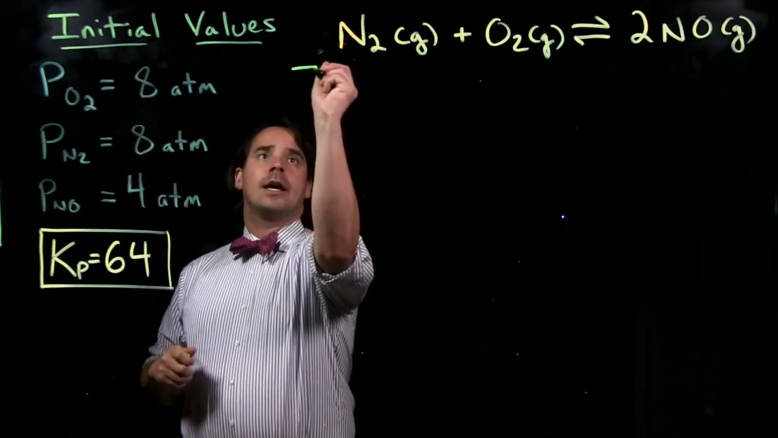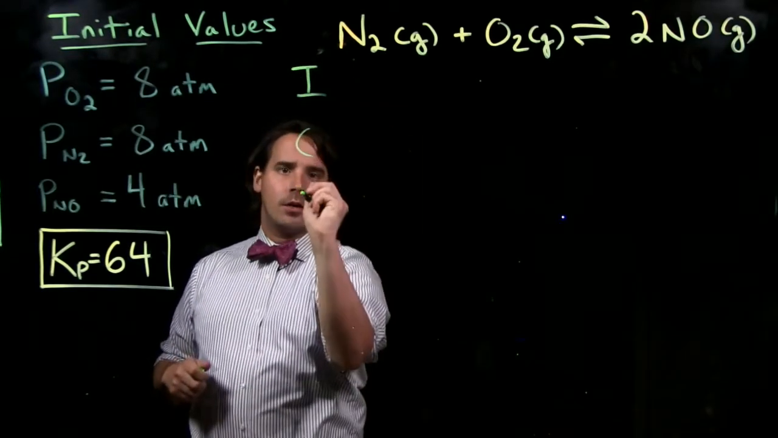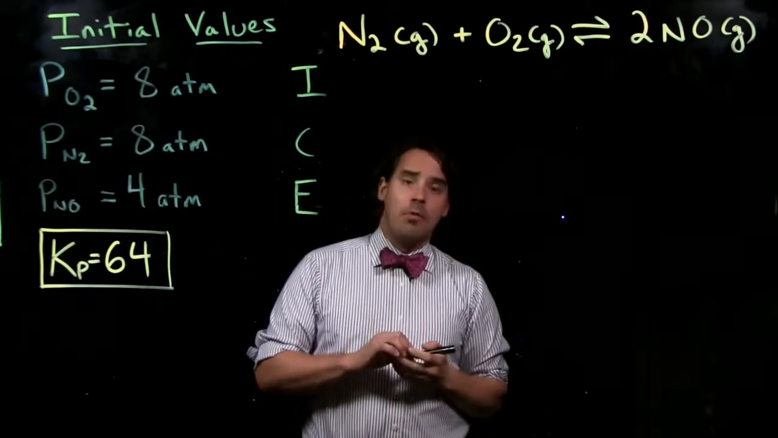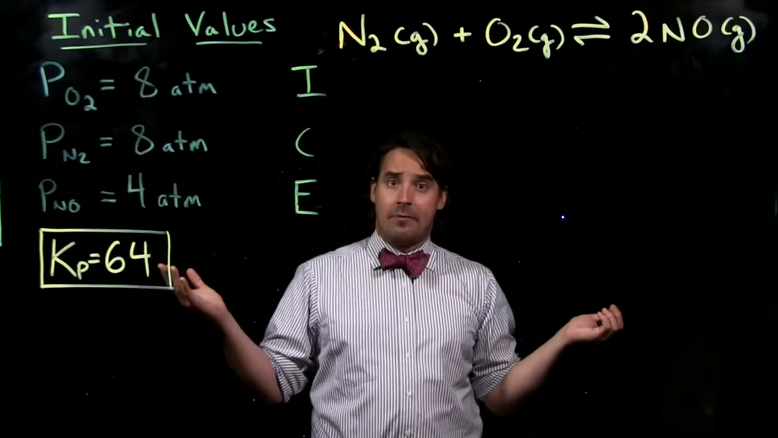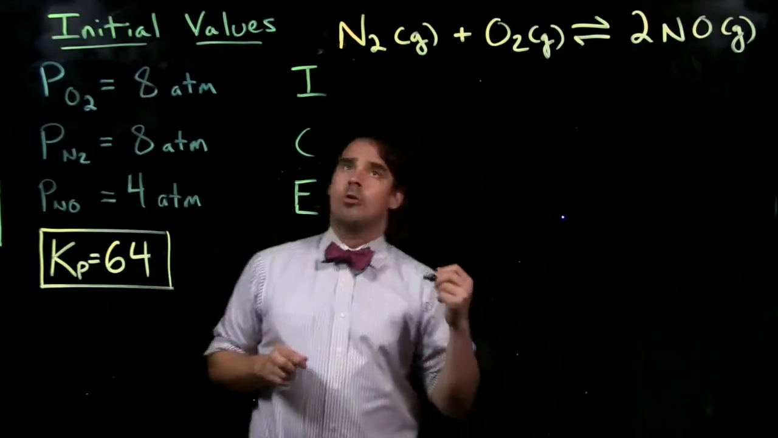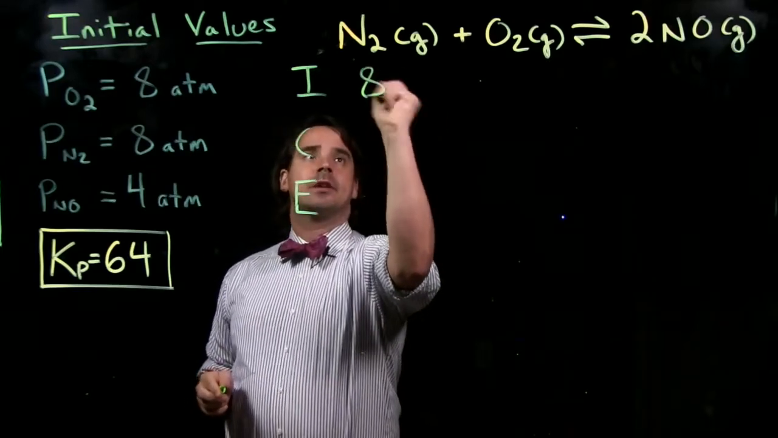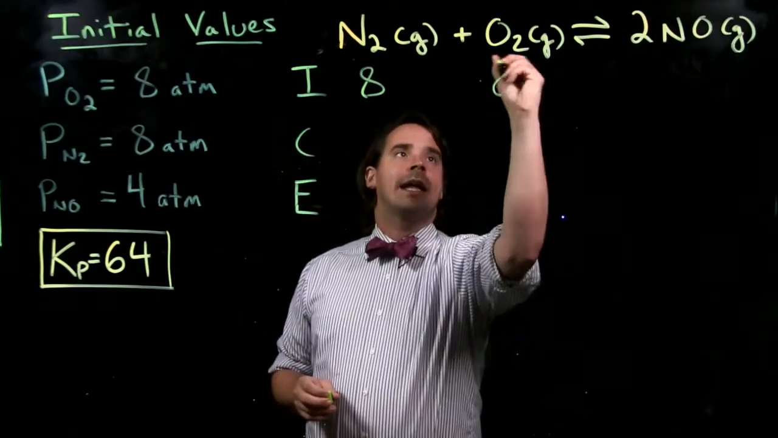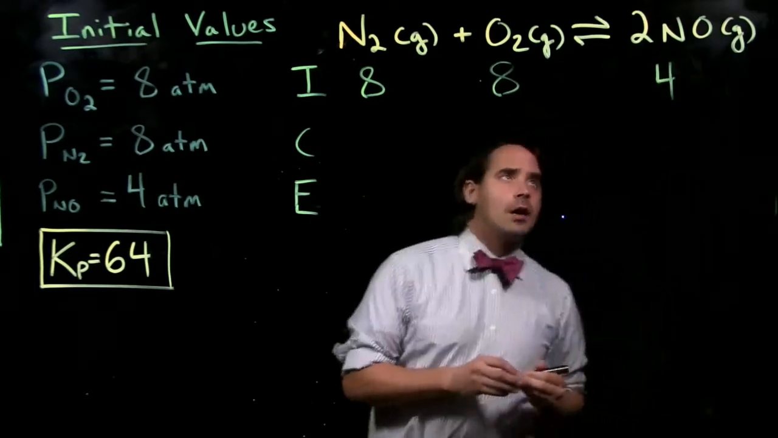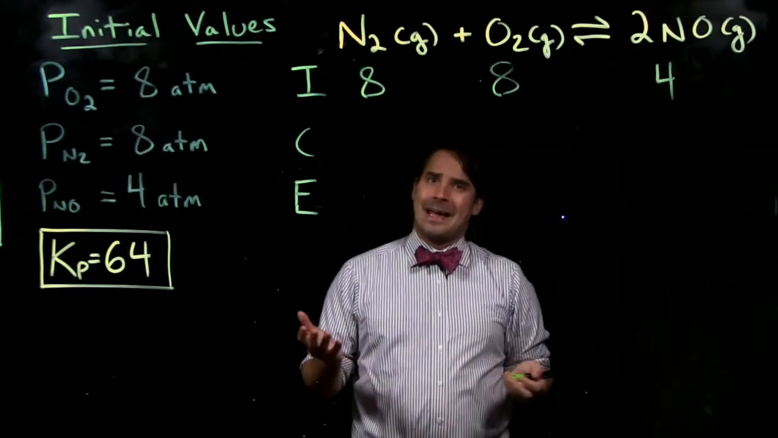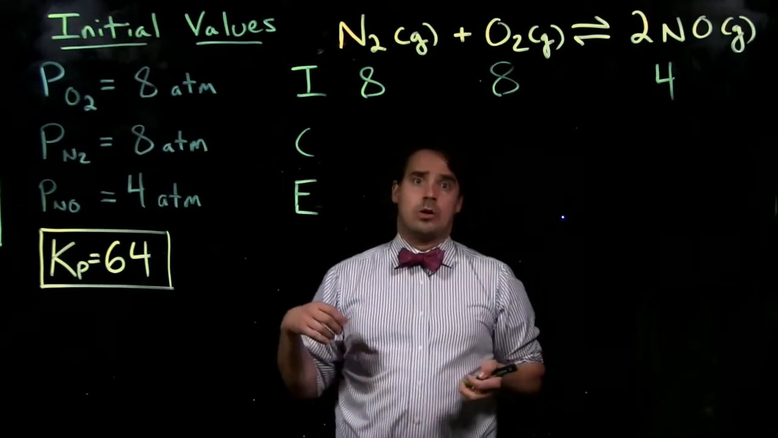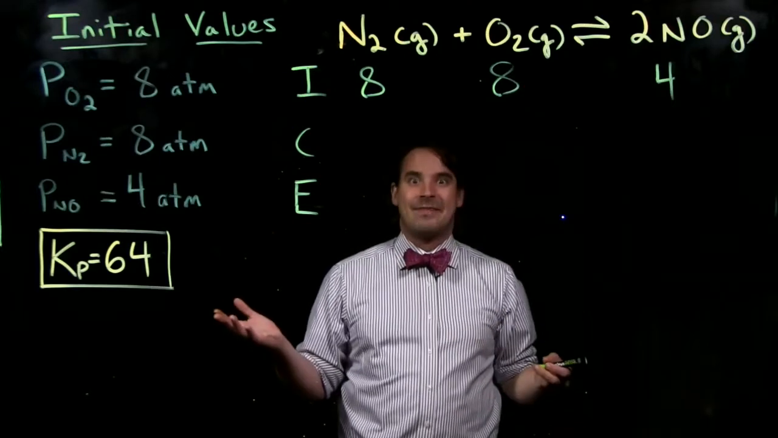We'll put our I here, our C here, and our E here, right underneath our reaction. So now we want to fill out any information that we have. We know the initial values in this particular case, so we know that we're starting with 8 atmospheres of N2, we've got 8 atmospheres of O2, and we've got 4 atmospheres of nitric oxide. Okay, well, that's all the information that we're given here with respect to the partial pressures at a given time.